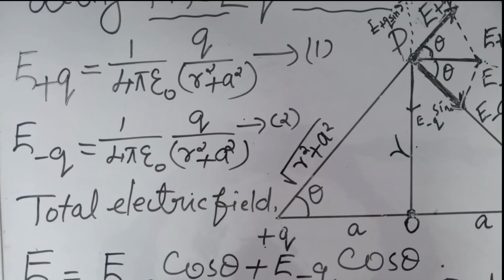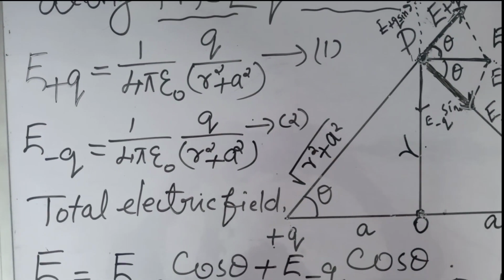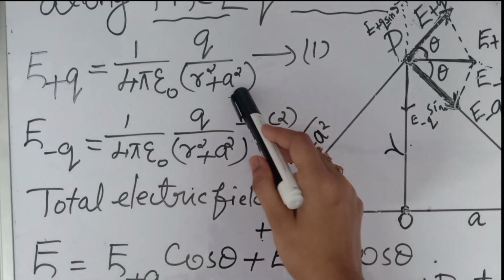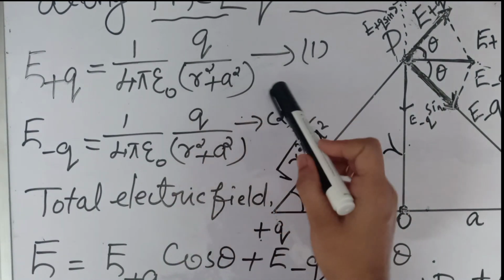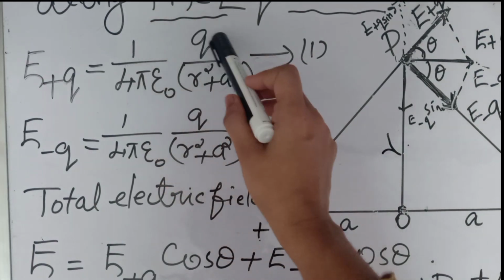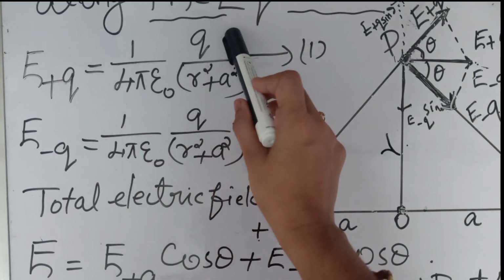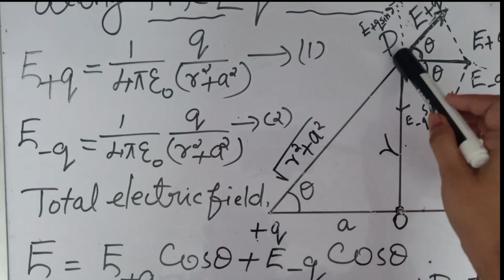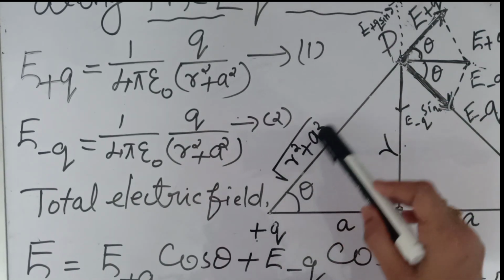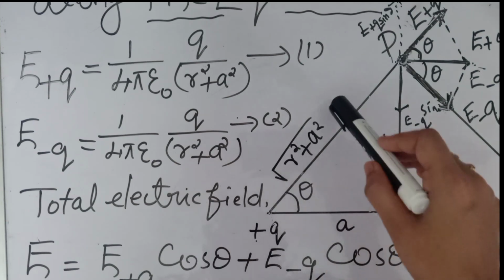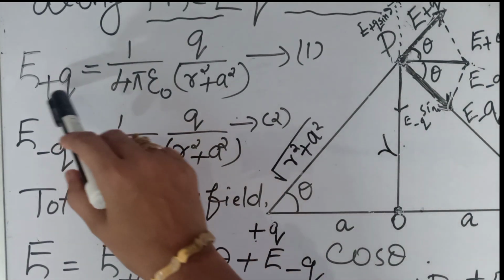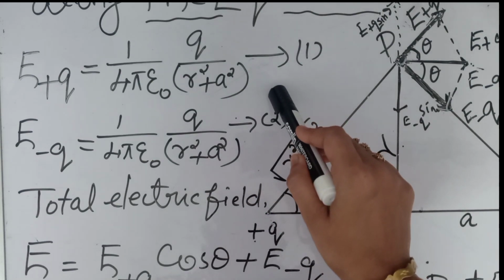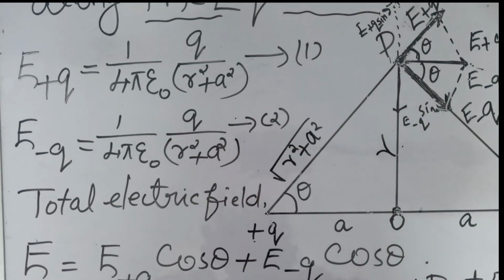So how can we write it? The equation for electric field is 1 by 4 pi epsilon 0 Q by R square, right? So here what is the charge? Here it is plus Q charge, so Q we can write, and what is the distance between plus Q and P? That is root of R square plus A square. So square of this we have to write. Okay, so E plus Q is 1 by 4 pi epsilon 0 Q by R square plus A square. Clear? This is the first equation.